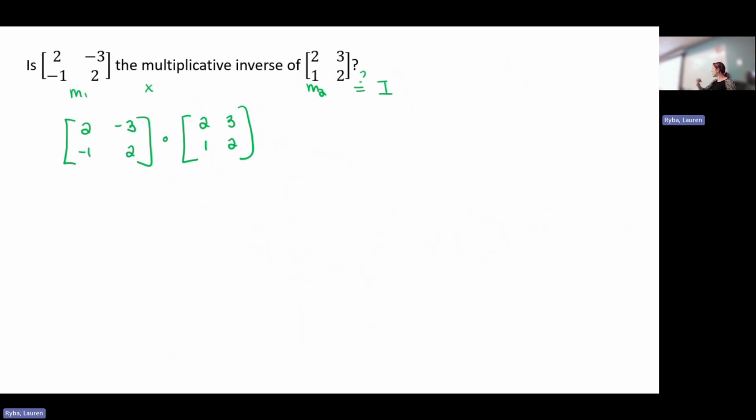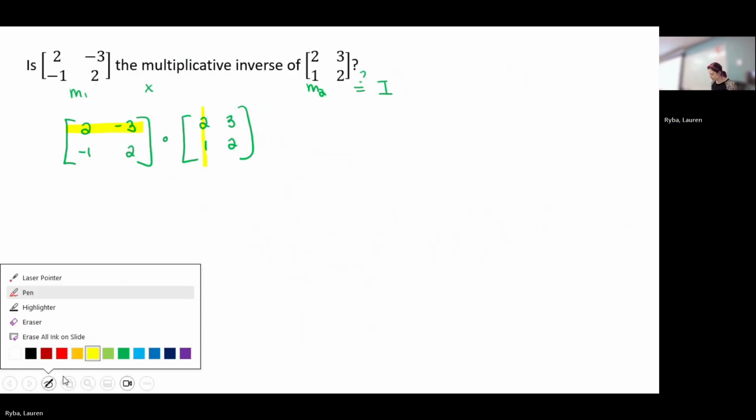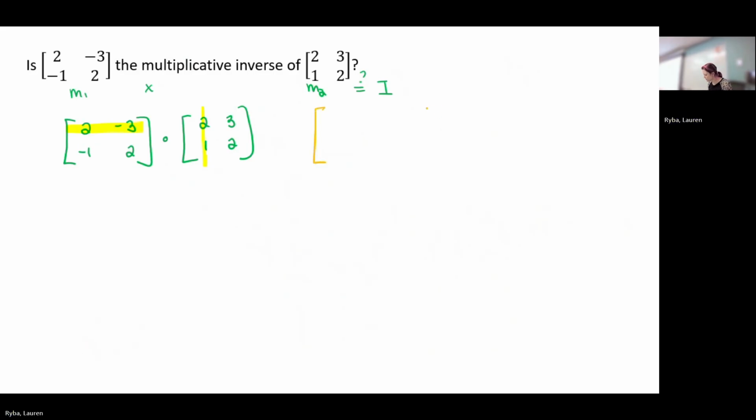So we're going to review what we did last week. Row 1 times column 1 is going to give me this upper left value here. So 2 times 2 is 4. -3 times 1 is -3. 4 minus 3 is 1. So if you need to see it written out, it was 2 times 2 minus 3 times 1, was 4 minus 3, was 1.